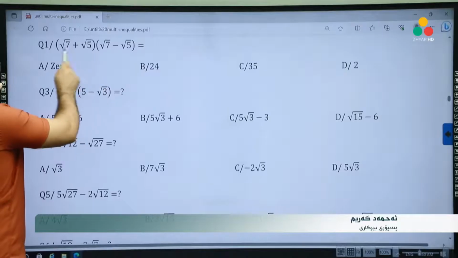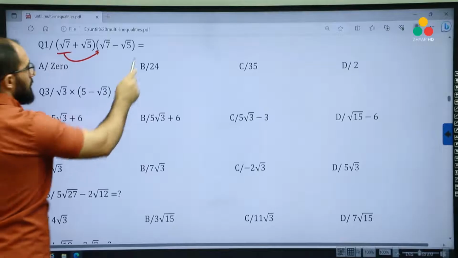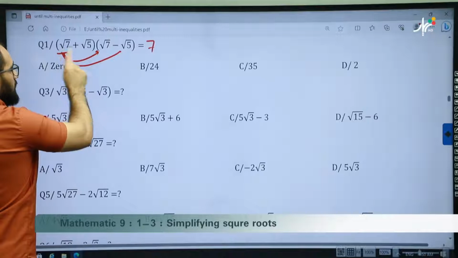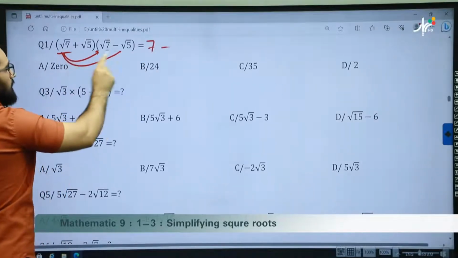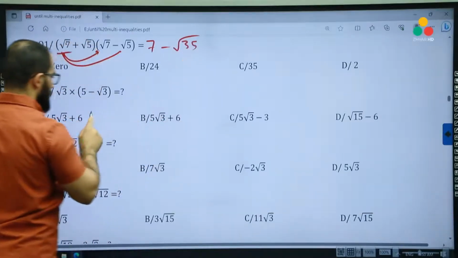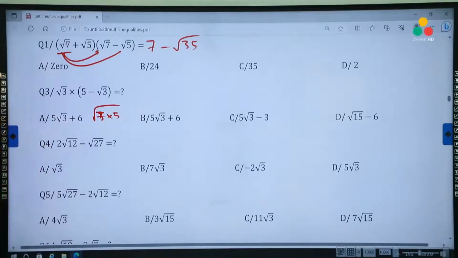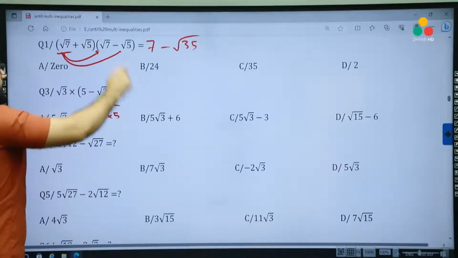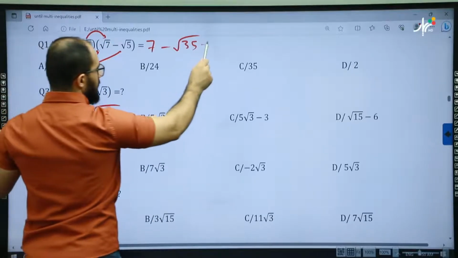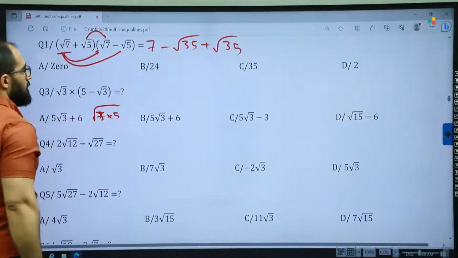So let's solve it. Square root of 7 times square root of 7 is equal to 7. Square root of 7 times square root of 5, positive times negative, is negative square root of 35, because 7 times 5 is 35. For the second part, square root of 5 times square root of 7 again is square root of 35, because positive times positive becomes positive.